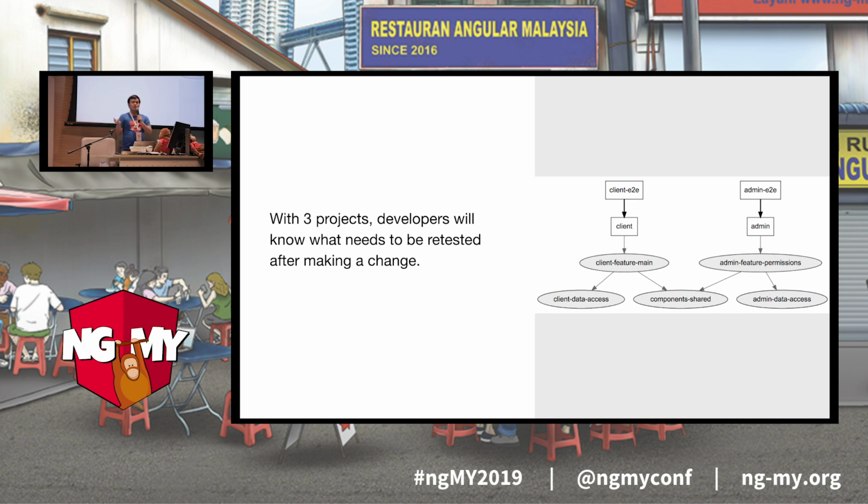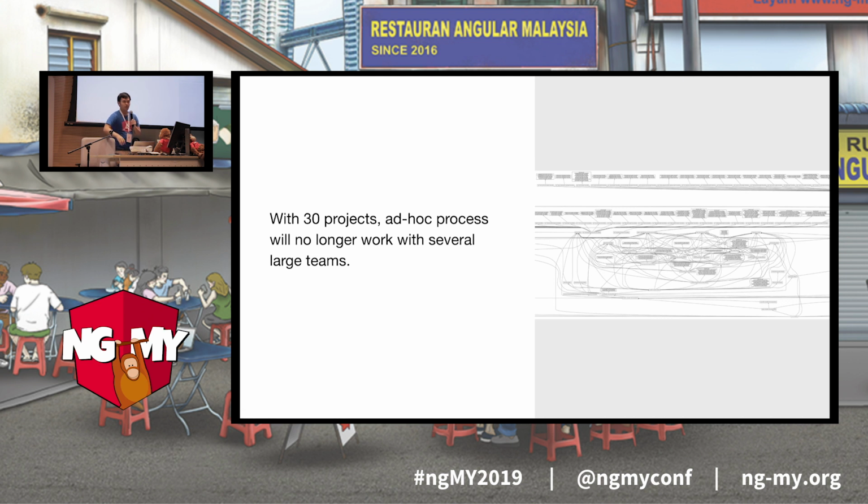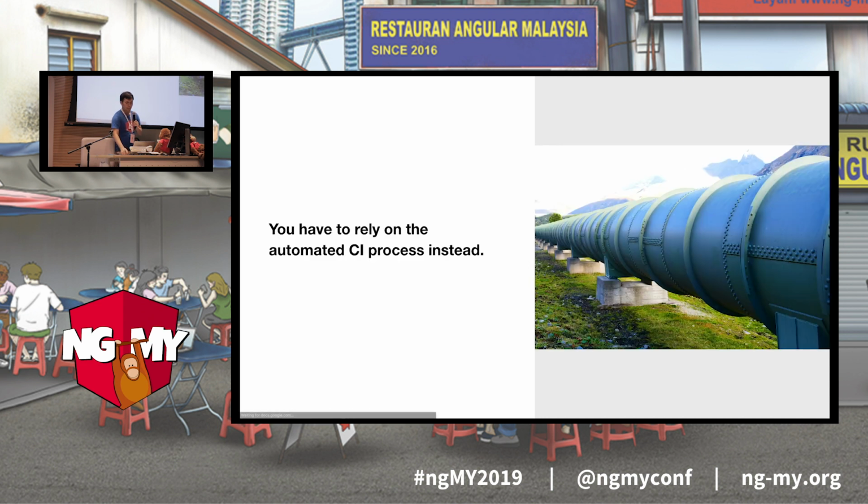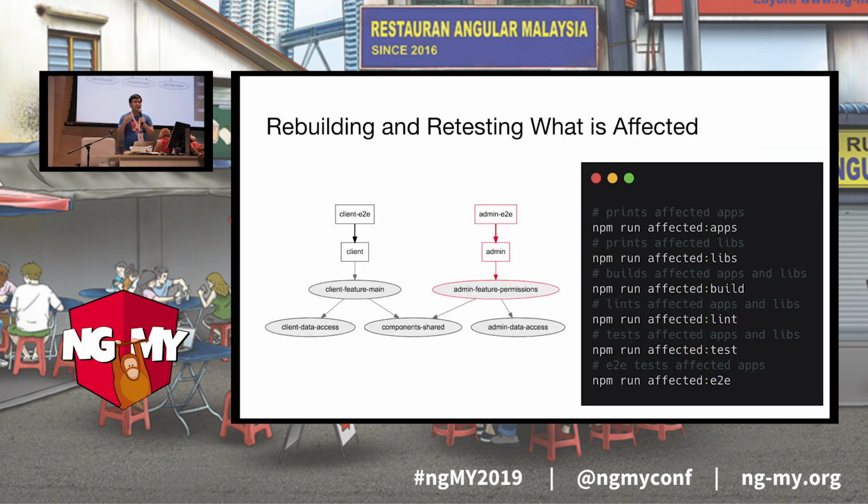And let's talk about the next challenge of a large organization. With 3 projects, developers will know what needs to be retested after making a change. But with 30 projects, an ad hoc process will no longer work with several large teams. So we have to rely on an automated CI process instead. With Nx, we can review and retest what is affected by the change we made. There is the command called npm run affected that we can use to build, run end-to-end, and test the libraries that should be rebuilt after we change the code.